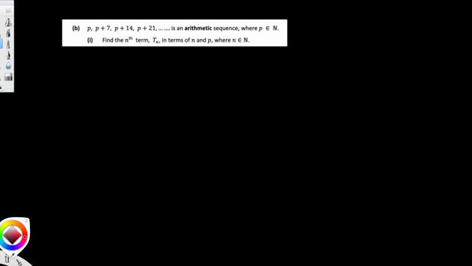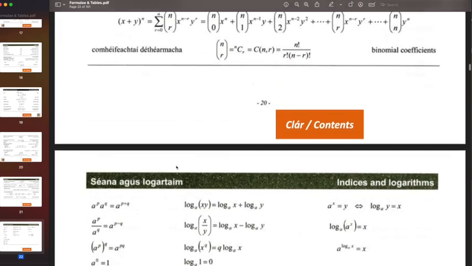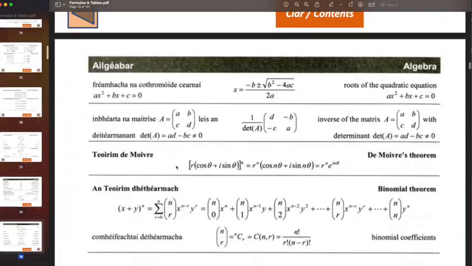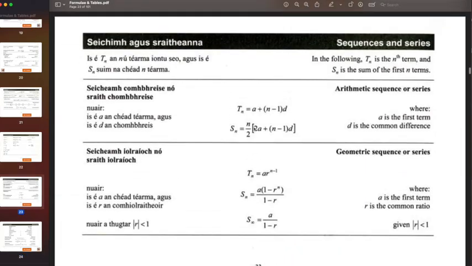Okay, now for part B, we're talking about an arithmetic sequence. So I'm just going to stop immediately and go into the notes and find the part of the tables which talks about an arithmetic sequence. Here it is here. So let me just take that across.